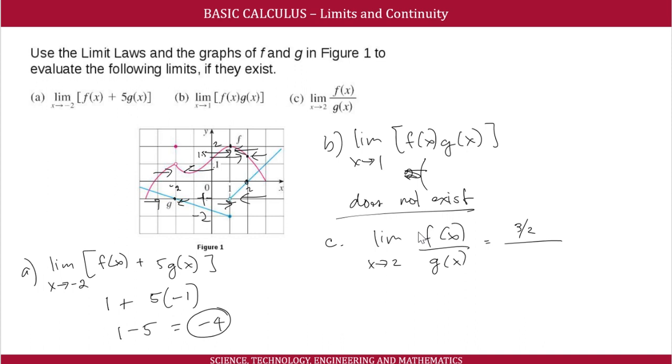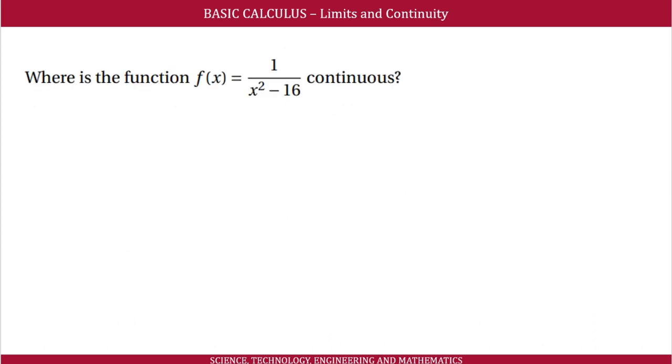Then we have the limit of g of x as x approaches 2. Here, 0. So you can see 0. From the left, that is 0. And then from the right, also 0. So 3 over 2 divided by 0 will be undefined. Okay? So that's how to evaluate limits applying the limit laws based on the given graph. Okay, proceed to the next.